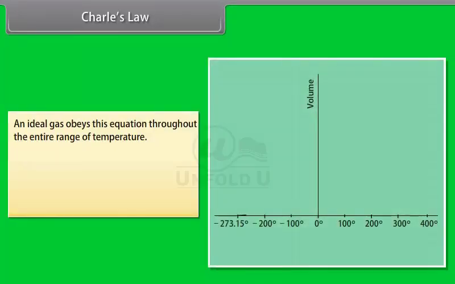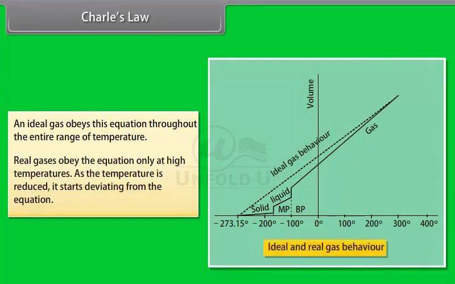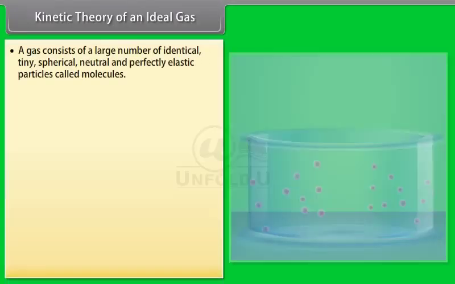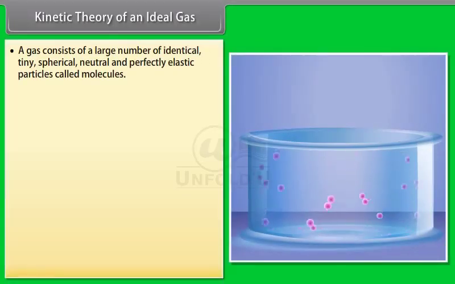An ideal gas obeys this equation throughout the entire range of temperature. Real gases obey the equation only at high temperatures. As the temperature is reduced, it starts deviating from the equation. Kinetic theory of an ideal gas. A gas consists of a large number of identical, tiny, spherical, neutral and perfectly elastic particles called molecules.